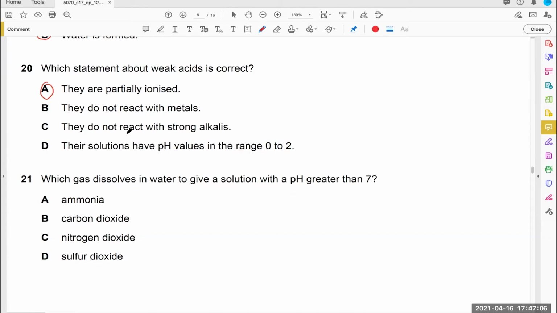Which gas dissolves in water to give a solution with a pH greater than 7? So that means this whole thing is saying it's a basic gas. It's an alkaline gas. ठीक है? So alkaline gas हमारे पास ammonia है, and that's it.